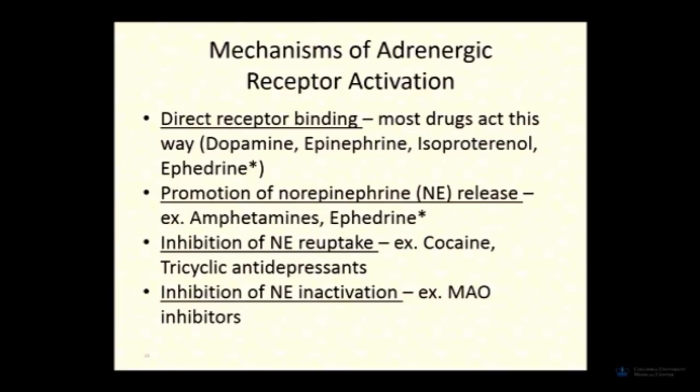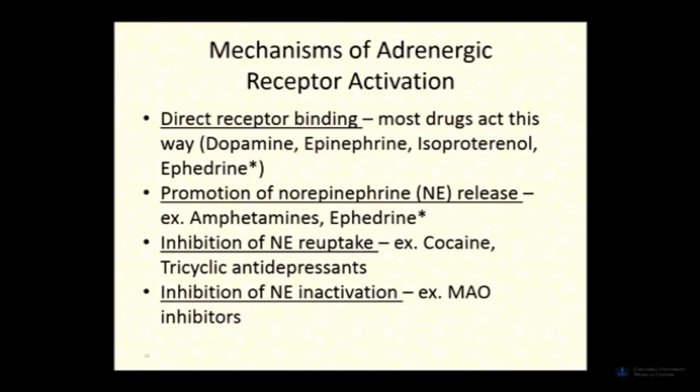Another mechanism of receptor activation includes enhancing norepinephrine release. So instead of agonizing the receptor, it enhances the release of norepinephrine at the synapse. Drugs that act this way include amphetamines and ephedrine. Notice that ephedrine is acting through multiple mechanisms. Another mechanism is inhibition of norepinephrine reuptake. Tricyclic antidepressants act this way. Cocaine acts this way.